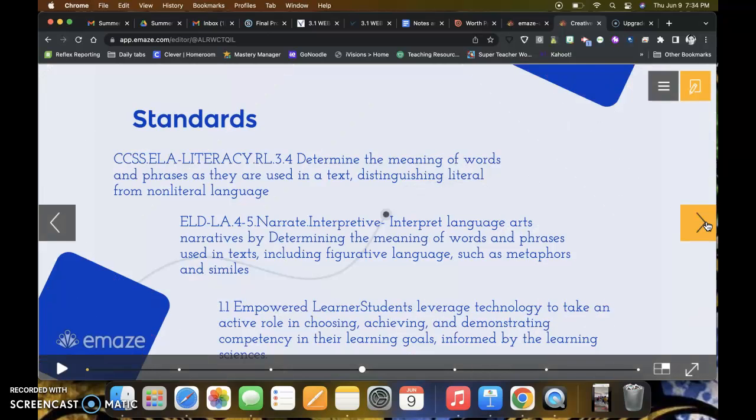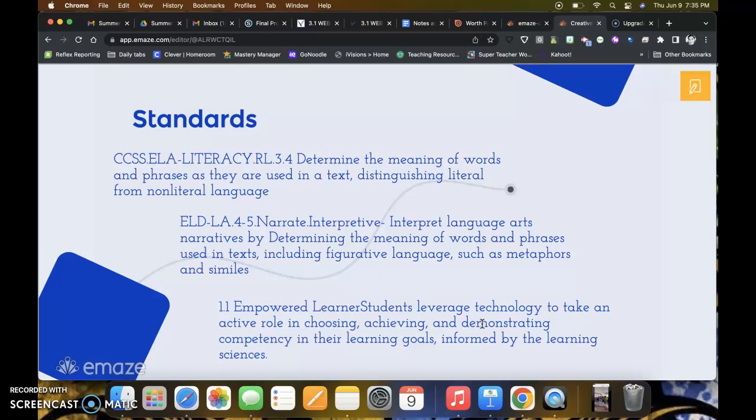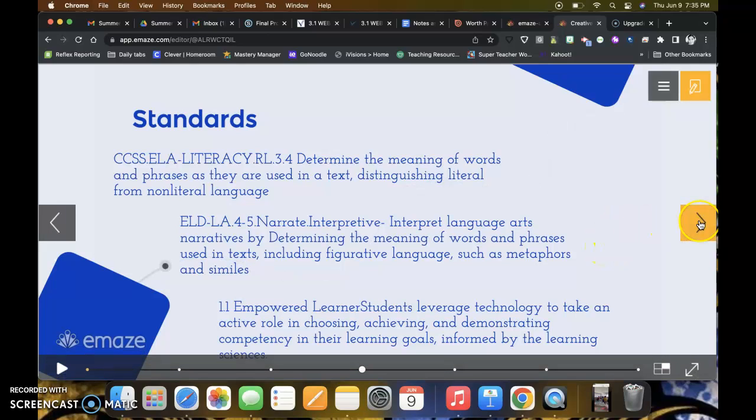The standards that I used for this lesson were to determine the meaning of words and phrases as they are used in a text, distinguishing literal from non-literal language, which is idioms. And then the ELD standard was to interpret language arts narratives by determining the meaning of words and phrases used in text, including figurative language such as metaphors and similes. So they both fall under the same umbrella. And then as far as the ISTE standard, I thought it would be to empower learners, students, leverage technology to an active role in choosing, achieving, and demonstrating competency in their learning goals informed by their learning sciences. So these are the 3 standards that I went by with my lesson.